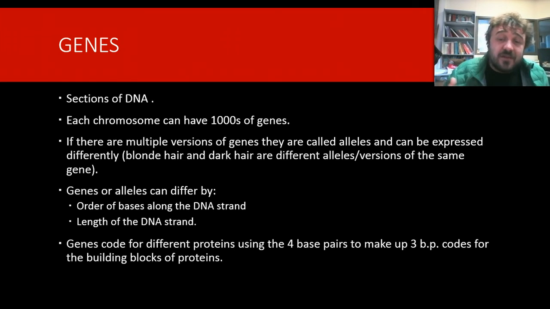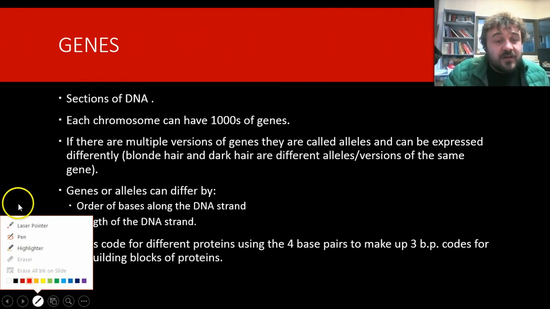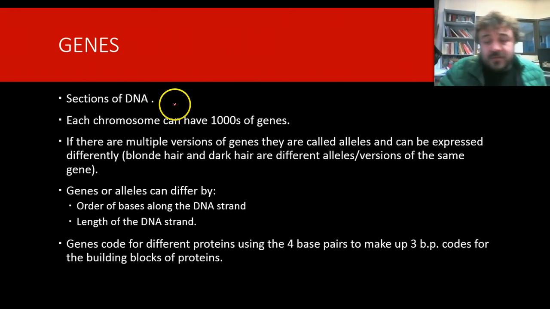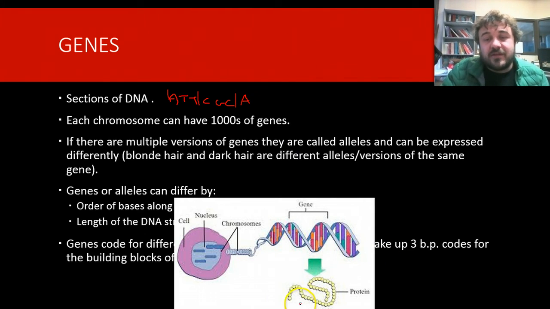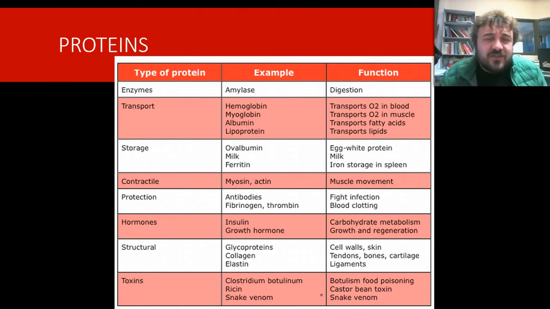So genes code for proteins using those 4 bases, and they make up 3-base codes for the building blocks of proteins. So for example, you go A, T, T, C, G, C, A, whatever. These 3 here would code for 1 protein building block called an amino acid. These 3 code for the next, and so forth all the way down. And essentially, they're added up like a chain. So these little building blocks get added together. And that's how genes work. So genes make proteins. It's what genes do. It's all they do, really.